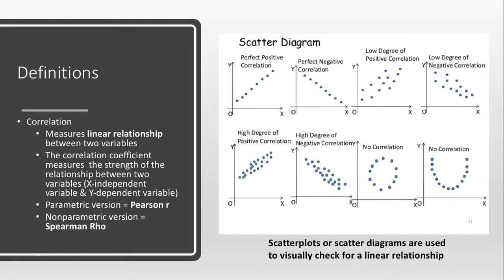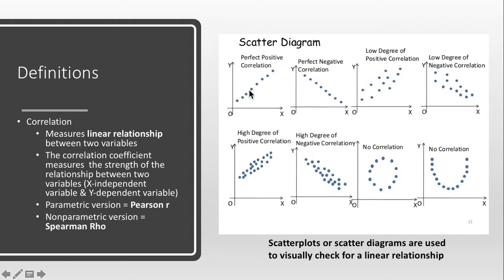A correlation coefficient measures the strength of that relationship between the independent and the dependent variable. The parametric version, when you have continuous data that is normally distributed, is what we call a Pearson's r correlation coefficient, sometimes referred to as the r. You'll see that italicized. The non-parametric version is a Spearman rho.